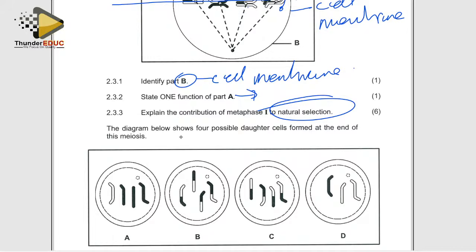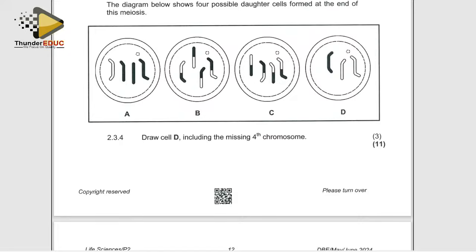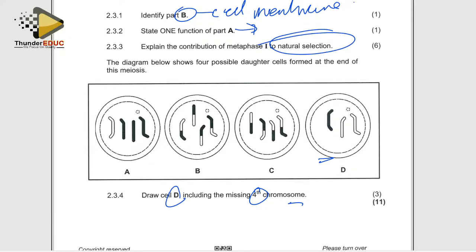The diagram below shows 4 possible daughter cells at the end of this meiosis. Draw cell D, including the fourth chromosome. Here they just want to see the variations which are happening. When I was explaining this, someone asked me yesterday, sir, do we need to shade? I told them, yes, you need to shade, because those variations, those shaded areas, mean marks. I know that some of you, this one gave you a headache. How did you find it? But it was just a very simple thing.